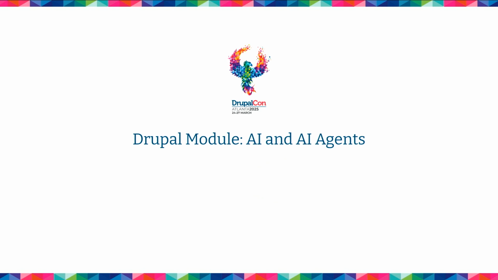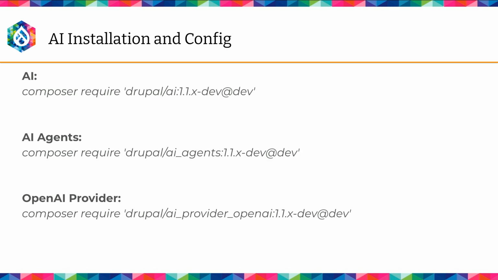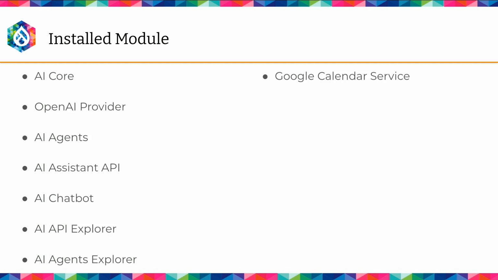So now we have some understanding of agents, so we can go through the AI module and AI agents in Drupal. In my demo, I have a Drupal 11 installation, the AI module installed, and a provider. I'm using OpenAI, and then the AI Agents module that provides a framework to build agents in Drupal. The versions that I'm using are dev, because it's a new thing. So I'm using 1.1 dev for all of them, for AI Agents and the OpenAI provider. The modules I've installed are AI core, OpenAI provider, AI Agents, AI API assistants, chatbot, the API Explorer for testing the tools, and the AI Agent Explorer for testing the agents, and then the Google Calendar service, because I'm going to create an entry in my Google Calendar from Drupal.